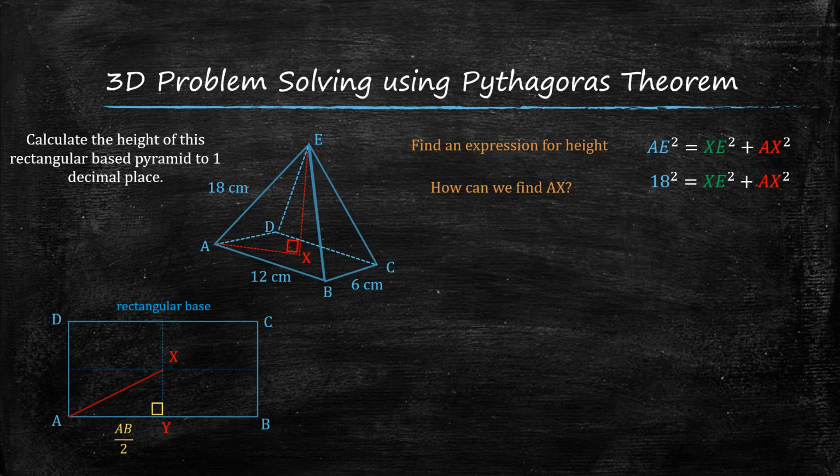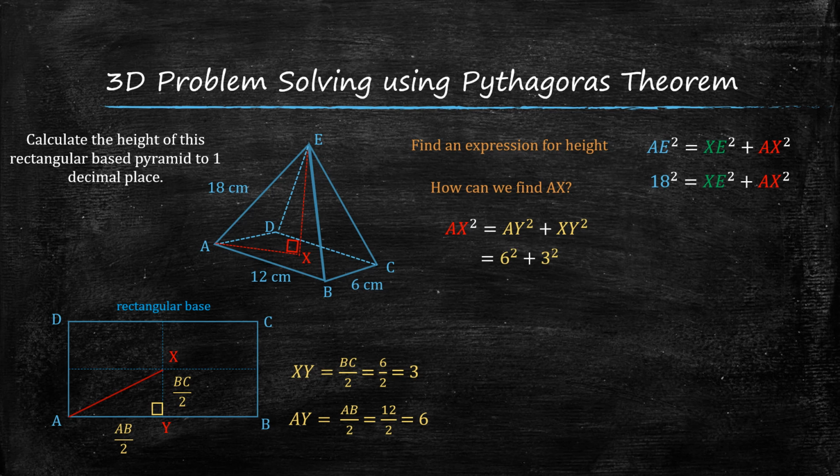Well, as we said, the point X will be halfway along AB, so AY is AB over 2, and it will be halfway along BC, so YX is BC over 2, and we have the lengths of AB and BC. Okay, so AY is equal to AB over 2, which is 12 over 2, which equals 6, and XY is BC over 2, which is 6 over 2, which equals 3. So AX squared will be AY squared plus XY squared, which is 6 squared plus 3 squared, which is 36 plus 9, which is 45. So AX squared is 45.